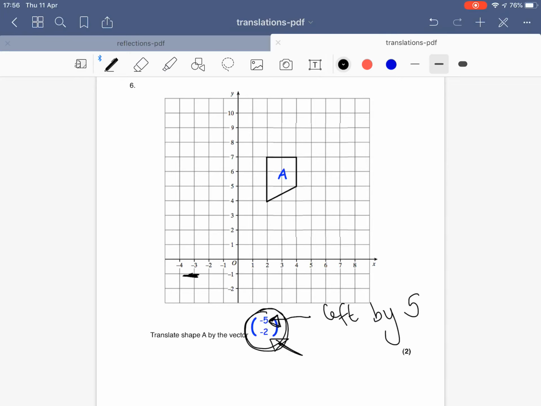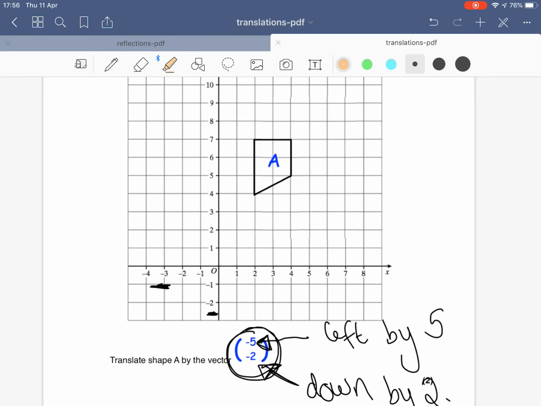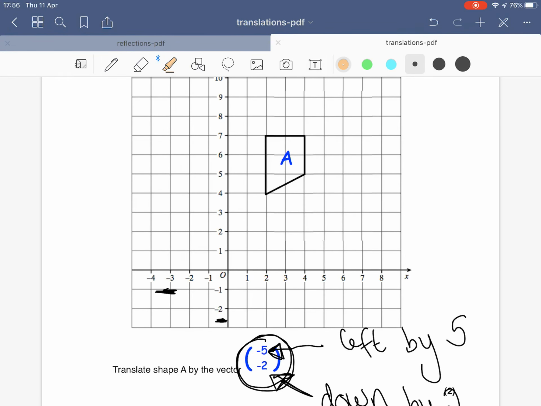This bottom one is up or down. Okay, so minus numbers are down here. So I need to go down by 2. So left by 5, down by 2. So let's pick our points and let's move it left by 5, down by 2.